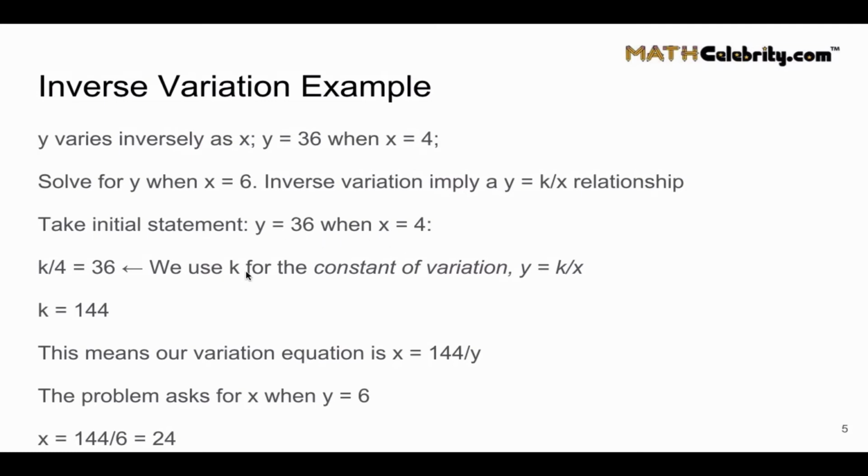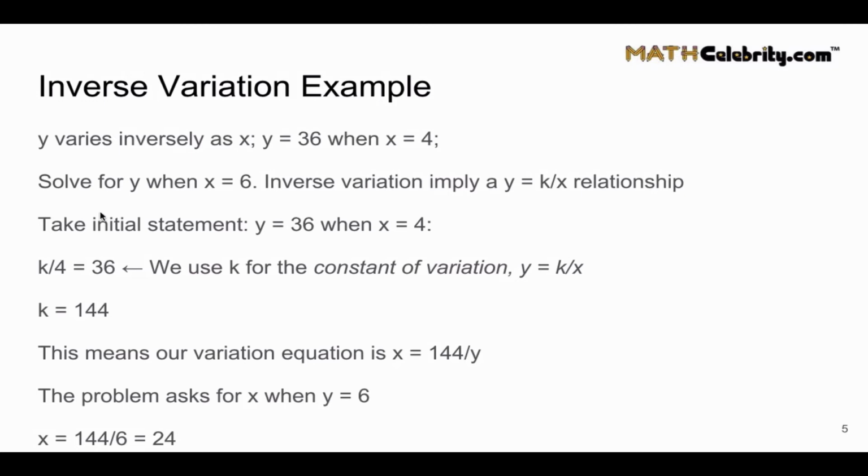We want to use our k for the constant of variation. So it's y equals k over x. So we've got k over 4, x is 4, equals y, which is 36. We want to solve for k. Now if we cross multiply 36 times 4, we get k equals 144. This means that our inverse variation equation is x equals 144 divided by y.